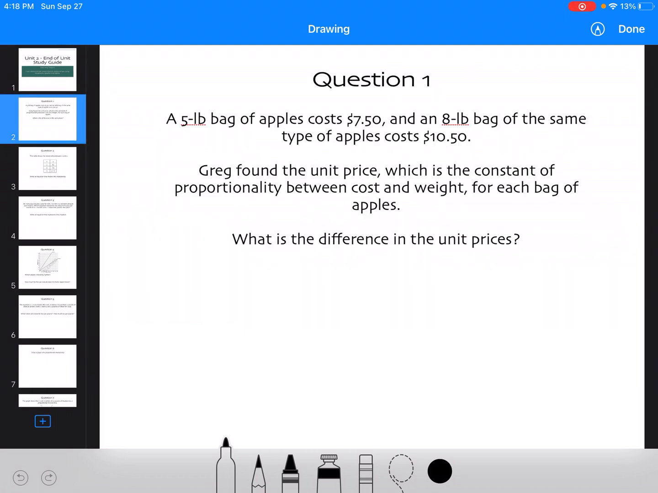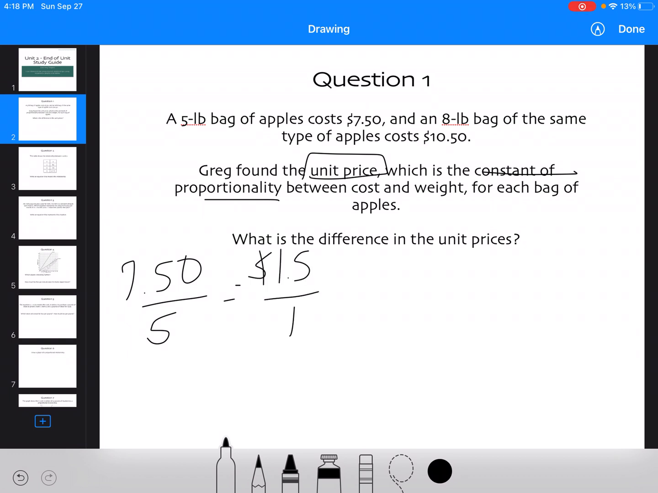Alright, so if I look at question number 1, it says a 5-pound bag of apples costs $7.50. An 8-pound bag of the same type of apples costs $8.50. Greg found the unit price. So that means for 1, which is the constant of proportionality between the cost and weight for each bag of apples. What is the difference in the unit price? So we're going to do $7.50 divided by 5. So in my calculator, I'm going to put $7.50 divided by 5, and I get $1.50 for 1.